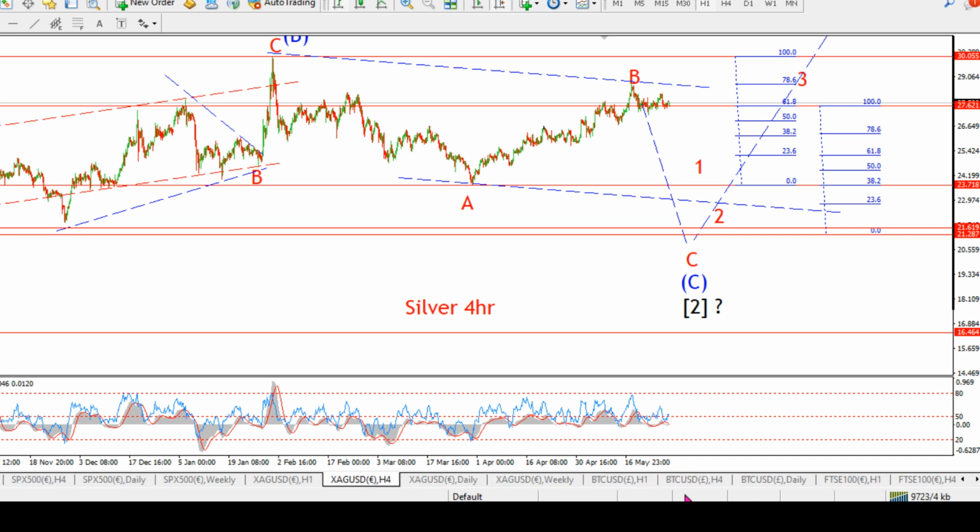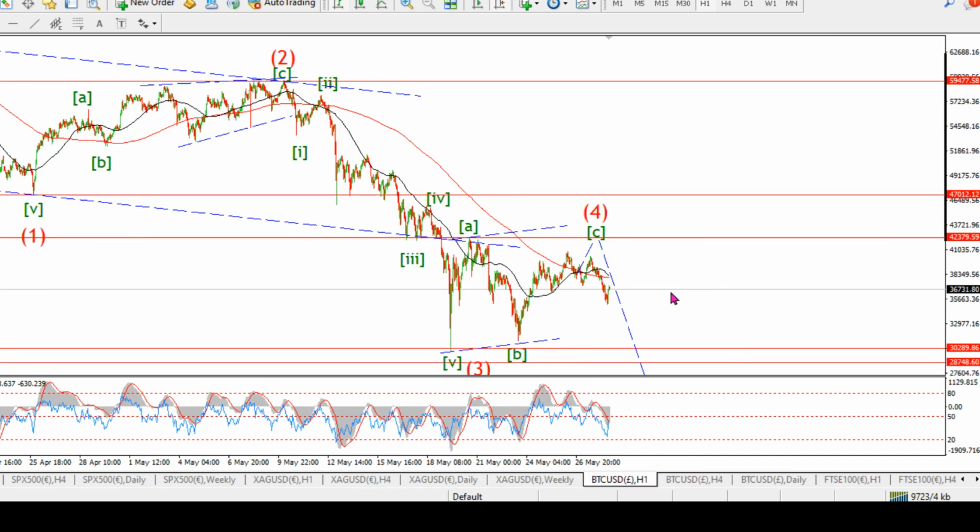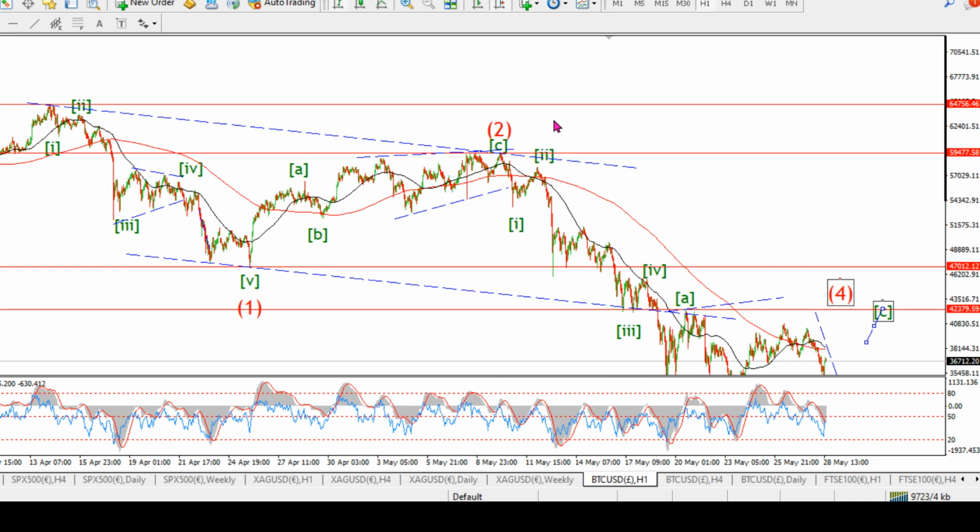Let's have a look at Bitcoin. So Bitcoin headed lower again today. Not quite sure if wave 4 is done yet. We got 64,000 back in April.